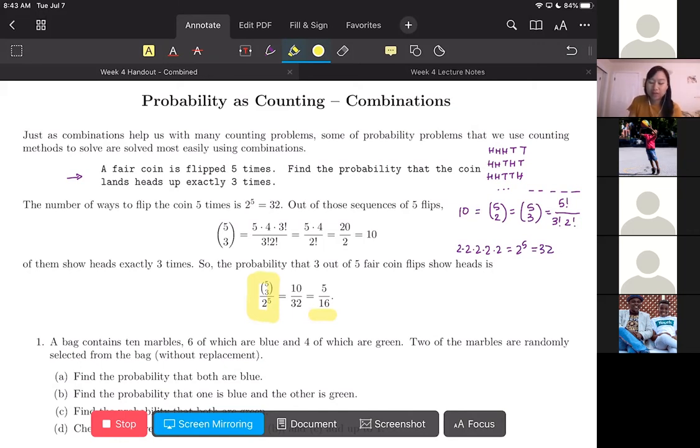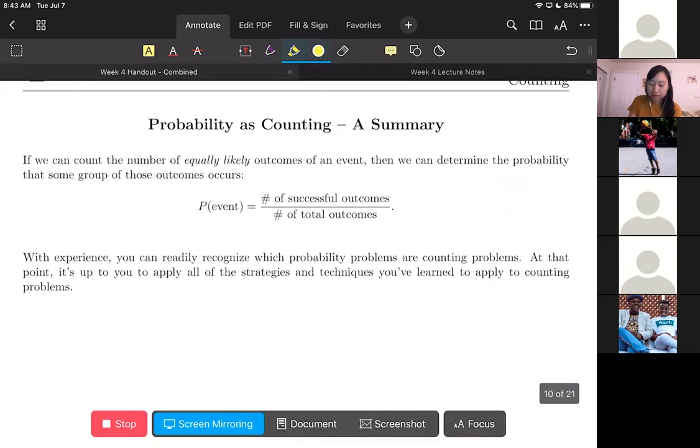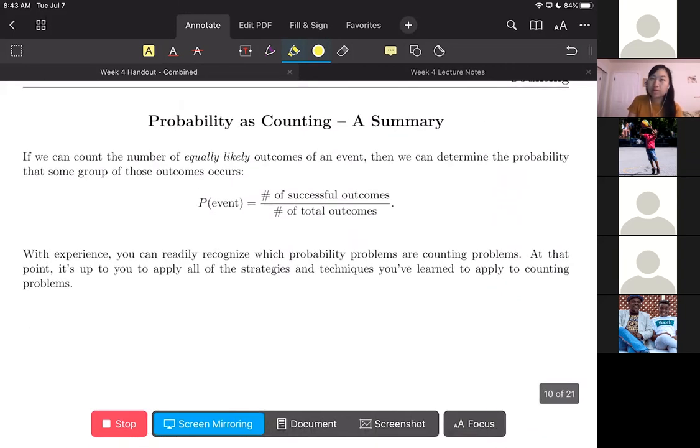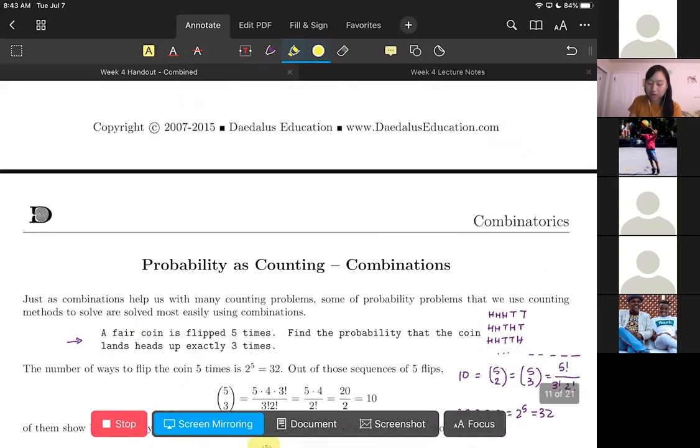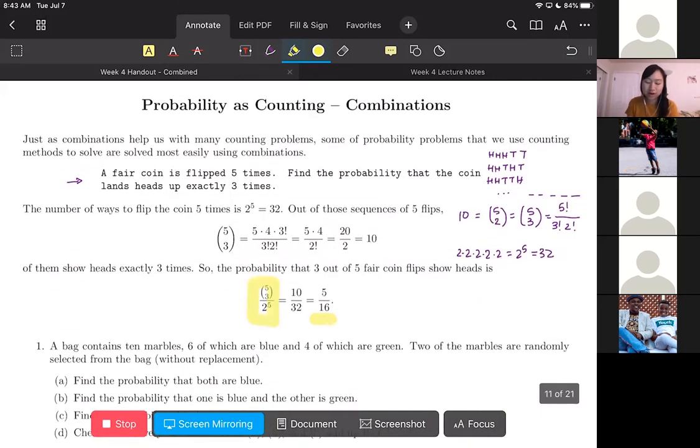So this is fundamentally the same formula as before. We want to count the number of successful outcomes over the number of total outcomes. But it's a little bit harder to count how many successful outcomes there are and how many total outcomes there are directly. So we're going to rely on the counting techniques that we learned previously to count them more effectively. Any questions about this example?